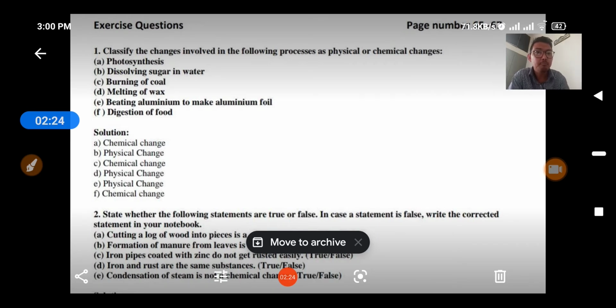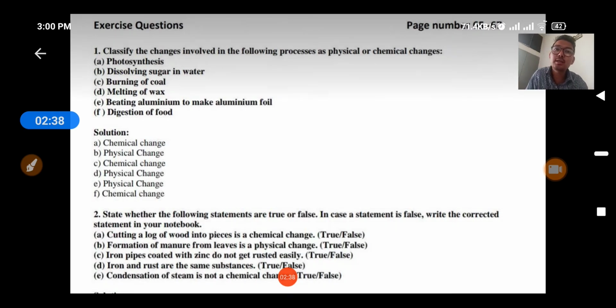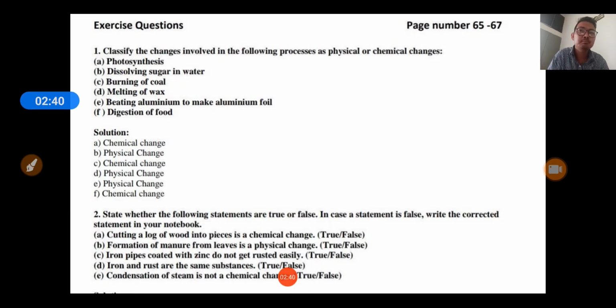Part E, beating aluminium to make aluminium foil. When we beat aluminium and convert it into thin sheets of aluminium, which is called aluminium foil, then there is no change in property of aluminium. The only thing is aluminium, its size and its shape gets changed. So this is physical change.